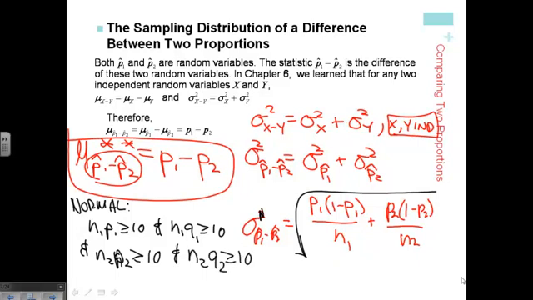Q2 is the 1 minus P2, right? Whenever I use Q, it's the complement probability to the P. So 1 minus P. Oh wait, that looks familiar too, doesn't it? So essentially you're saying, as long as we're coming from normal distributions, the difference of sample proportions should also be normal. And that's where we're going to cut it off for right now.